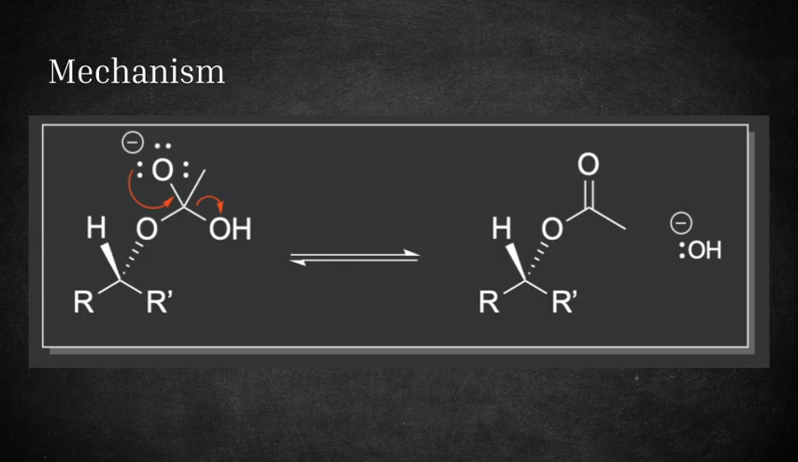In this step, the nucleophilic attack by hydroxide on the carbonyl carbon and the non-bonding electrons on the alkoxide pushing down to expel the leaving group occurs in equilibrium.